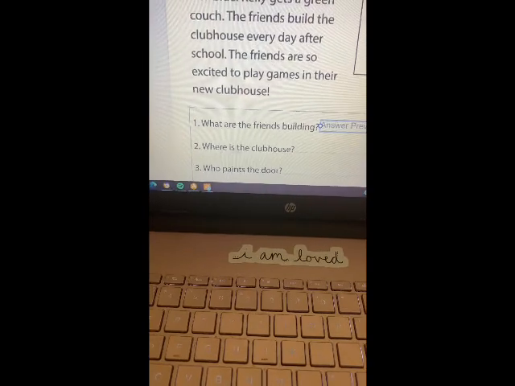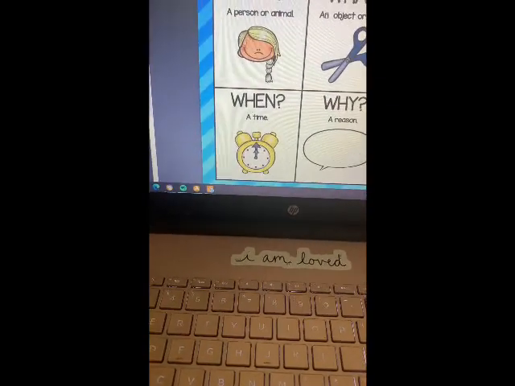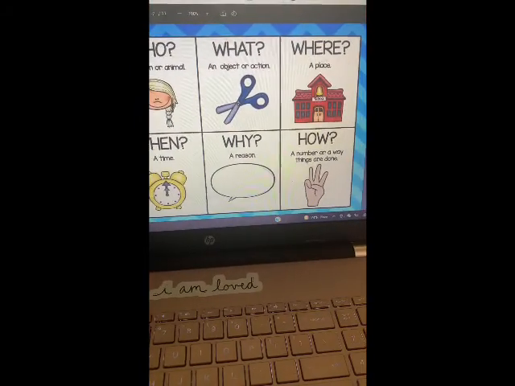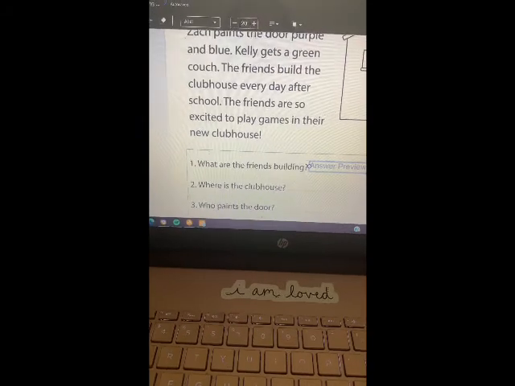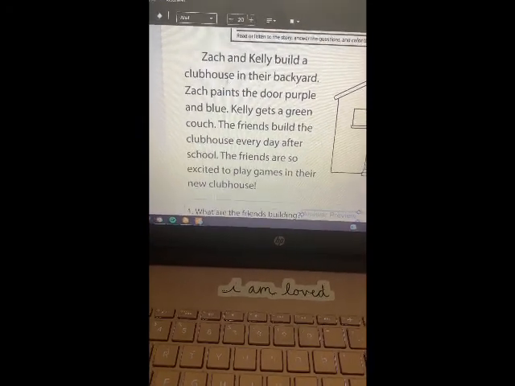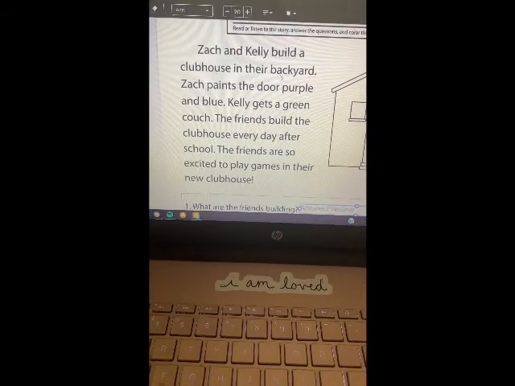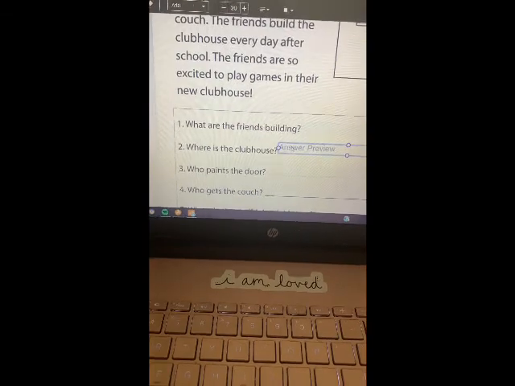Now it says, where is the clubhouse? So let's go back to our poster. Where is looking for a place. So what place is the clubhouse going to be? It says the clubhouse is in their backyard. So we can go ahead and write or type backyard.